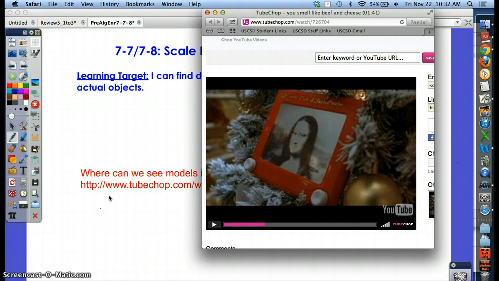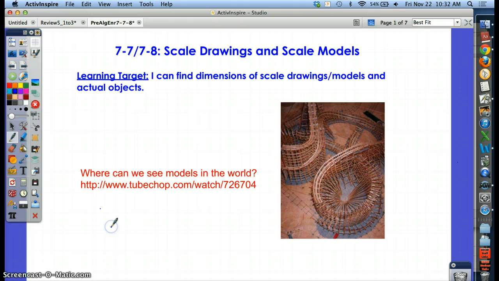So that movie is from Elf, or that clip is from Elf if you've seen it, but just another example of where we've seen models. So copy down your target and then we can get started.